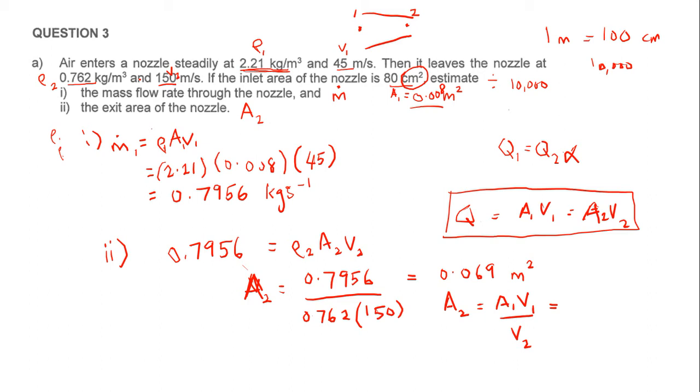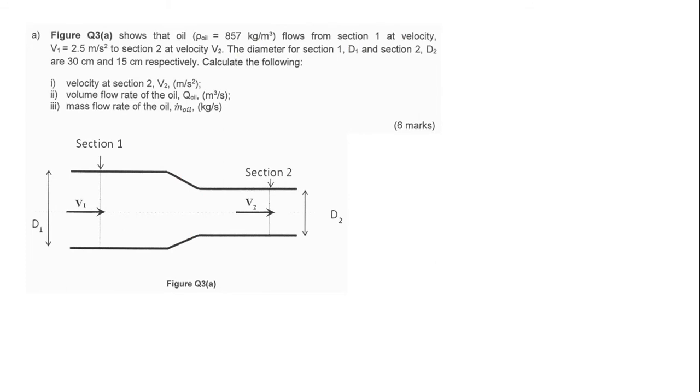No questions. Okay, now second one. Figure Q3A shows that oil, they gave you the row of oil 857, flows from section 1 at velocity 1, which is 2.5, to section 2 at velocity V2. The diameters for section 1, D1, and section 2, D2, are 30 cm and 15 cm. Calculate the following: the velocity at section 2, so they ask you to find V2, the volume flow rate of the oil, Q, and also the mass flow rate.